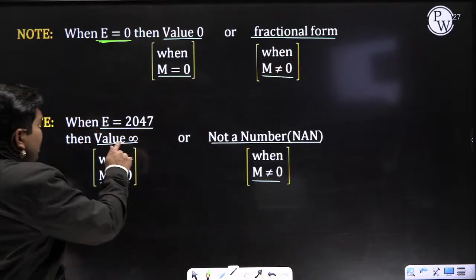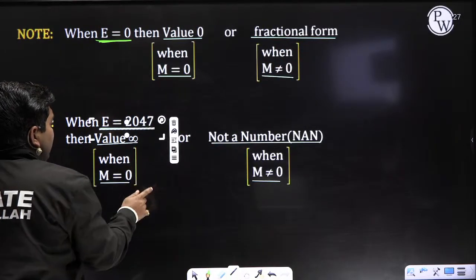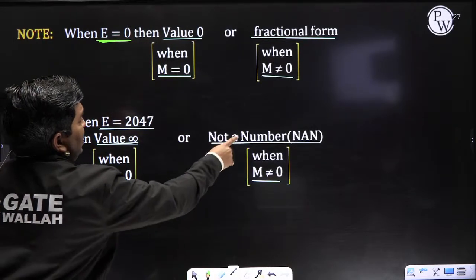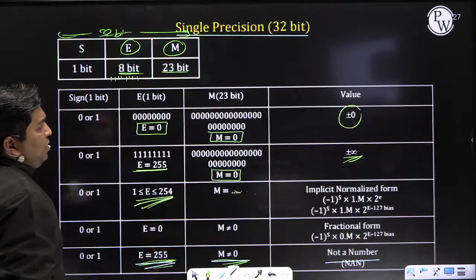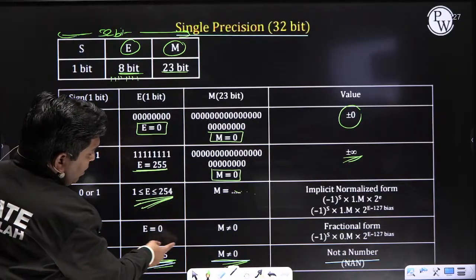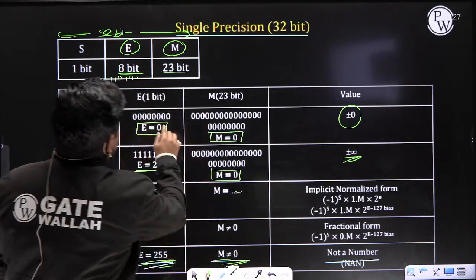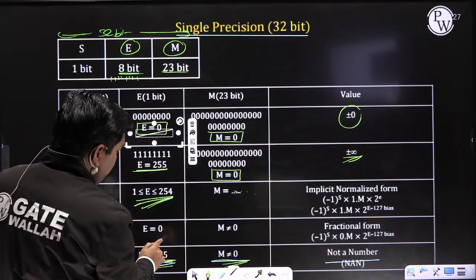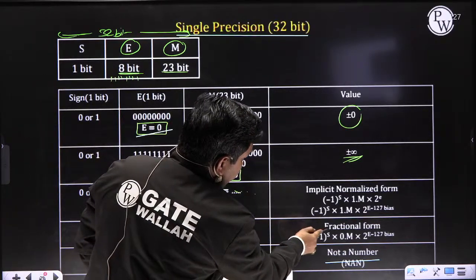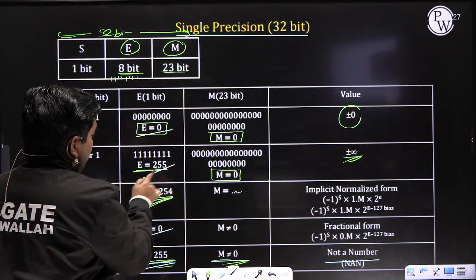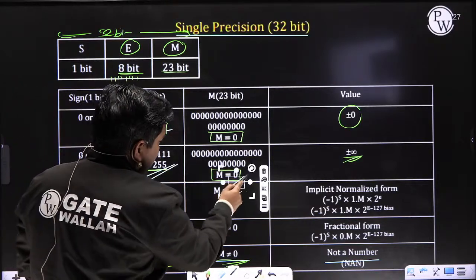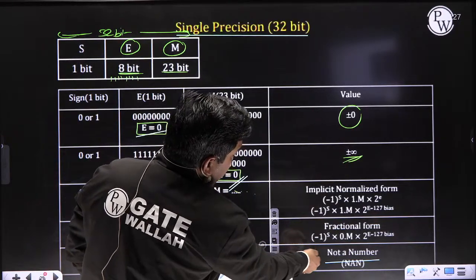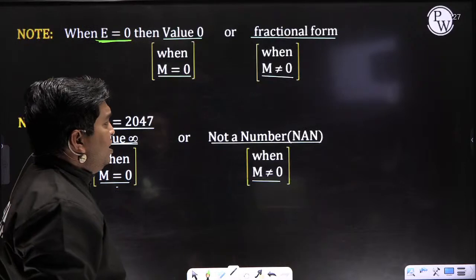If all E bits are 1, then it may be infinity or not a number. If M is 0, then infinity. If M is not 0, not a number. See, if E is 0, there are two cases, either 0 or fractional form. If E is 255, then two points, either M is 0 or M is not 0. If M is 0, plus or minus infinity; if M is not 0, not a number. Crystal clear? Same thing here.